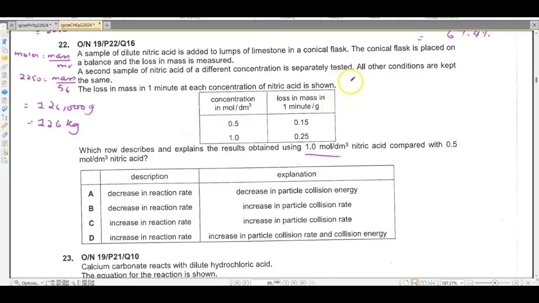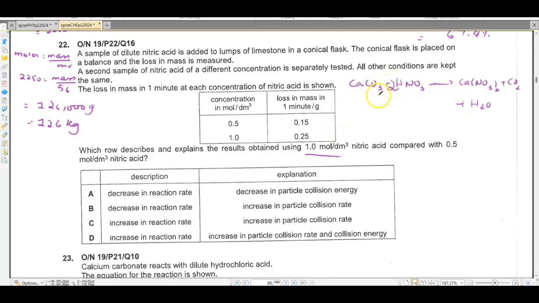Okay, the reaction would be, we say this is not important, but still I am writing it. HNO3 will give you Ca(NO3)2 plus CO2 plus H2O. This is going to be balanced.